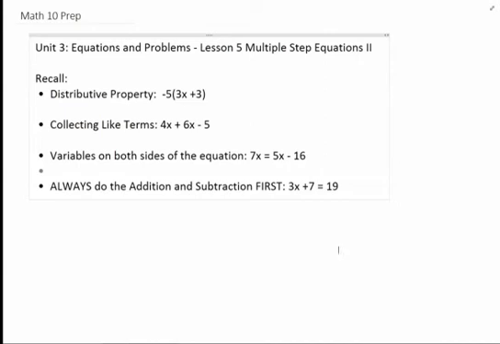So welcome to Math 10 Prep. We're doing Unit 3, Equations and Problems, Lesson 5, Multi-Step Equations, number 2.